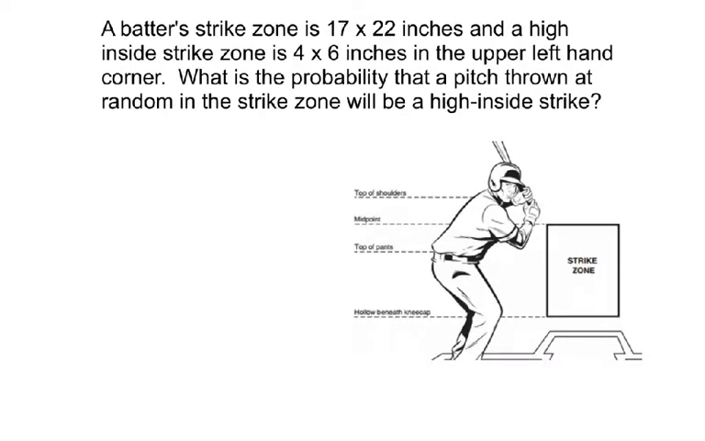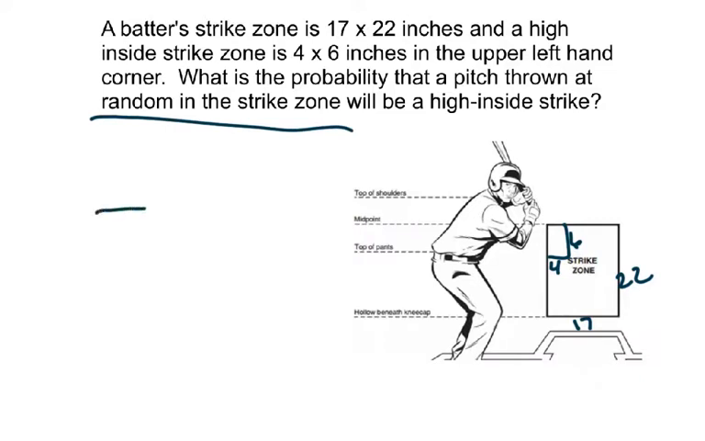A batter's strike zone is 17 by 22 inches, and a high inside strike is 4 by 6. So this is 17 by 22, and we've got a high inside strike zone of 4 by 6. What is the probability that a pitch thrown at random in the strike zone is a high inside strike? So they're already telling us that it's in the strike zone.